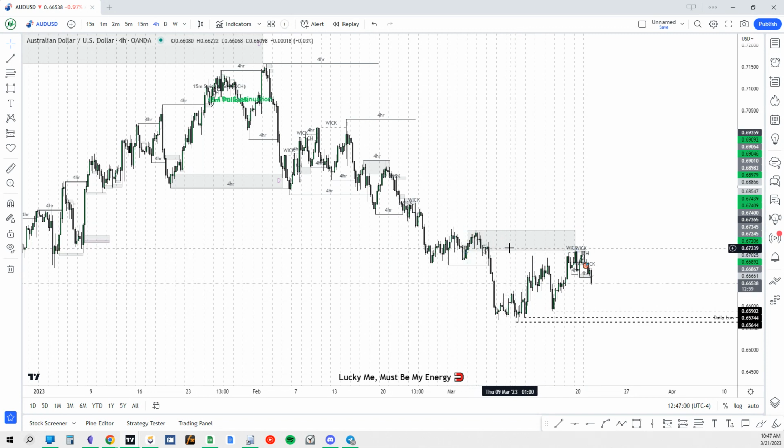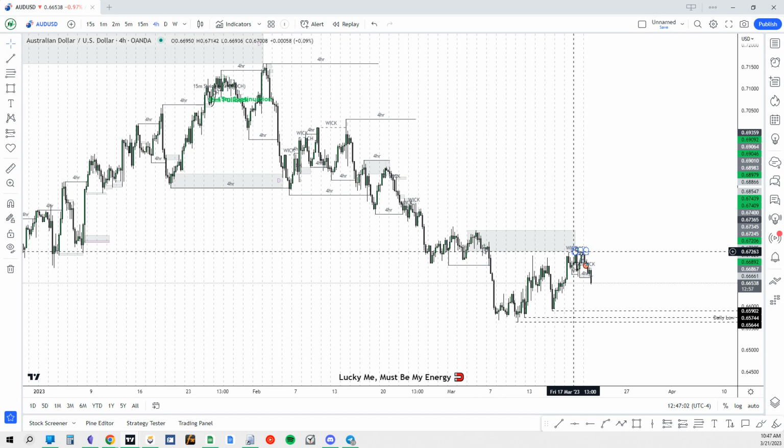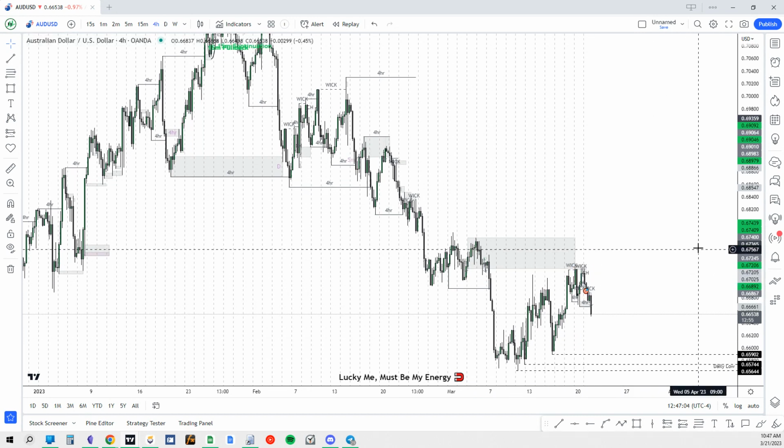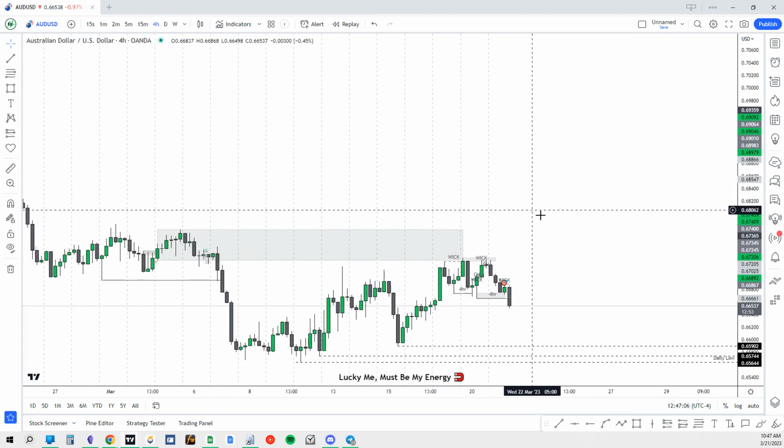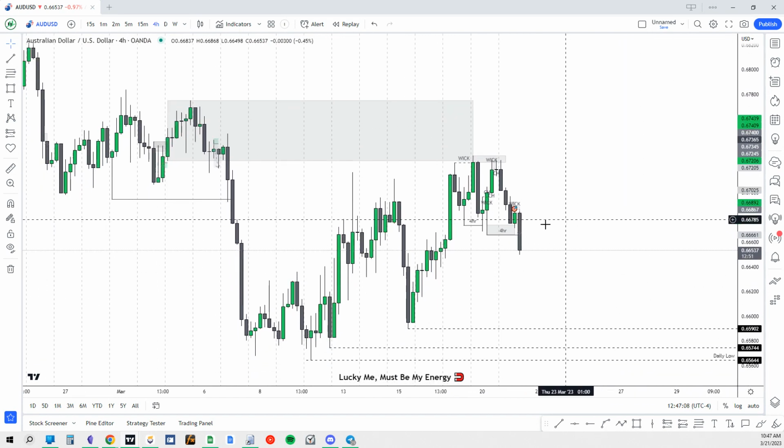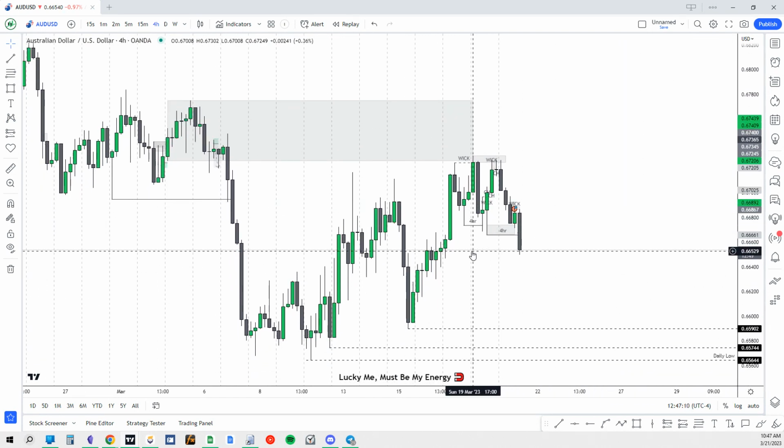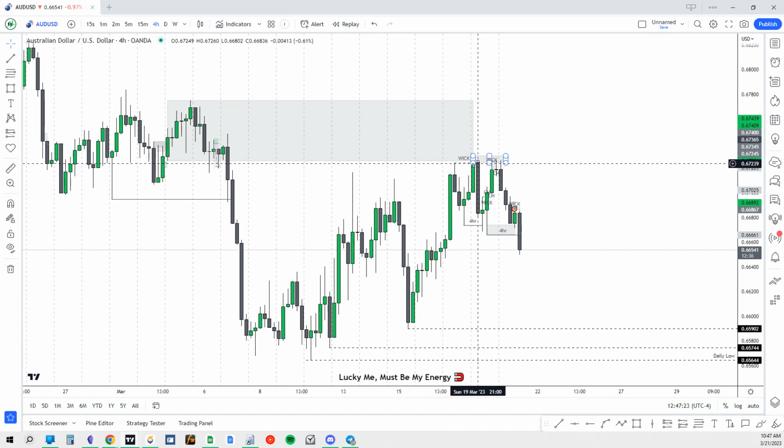This daily supply zone was tapped into a couple days ago. I think it was maybe Friday, I can't really remember. Let's zoom in here and see what's going on. Technically, Sunday night was when this supply zone was tapped into, which we can see failed to make a higher high at this point in time.